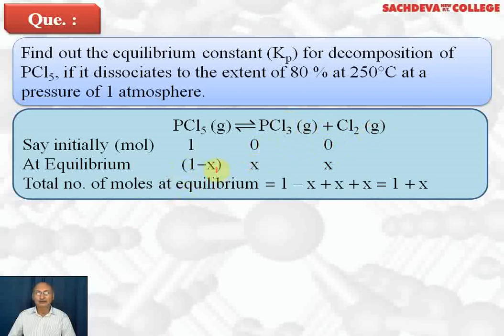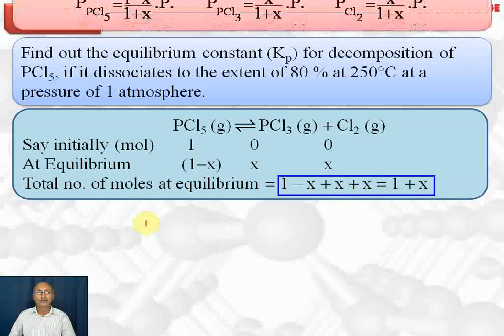That is the amount of reactant changed into products at equilibrium. So X is the degree of dissociation. PCl5 at equilibrium will be 1 minus X, and X moles of PCl3 and X moles of Cl2 will be formed. If you want to calculate the total number of moles at equilibrium, it will be equal to 1 minus X plus X plus X, which comes out to be 1 plus X.